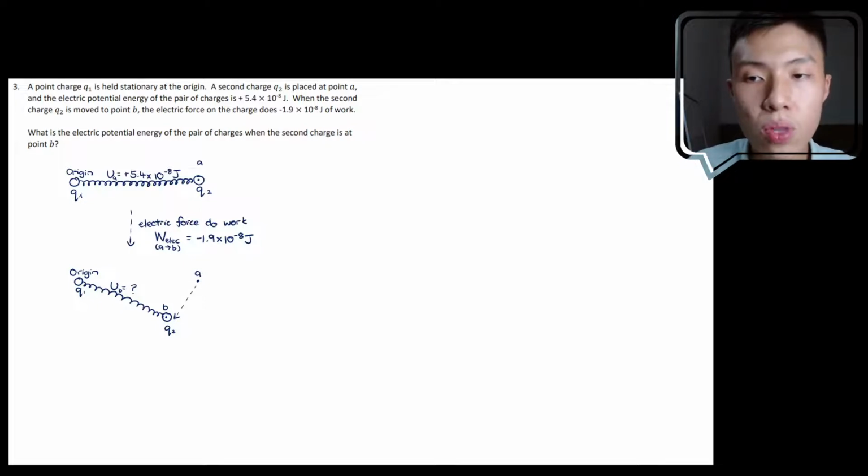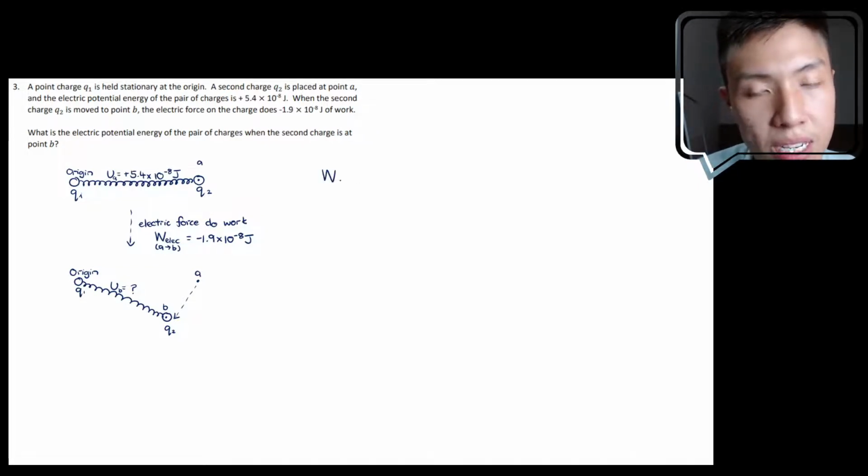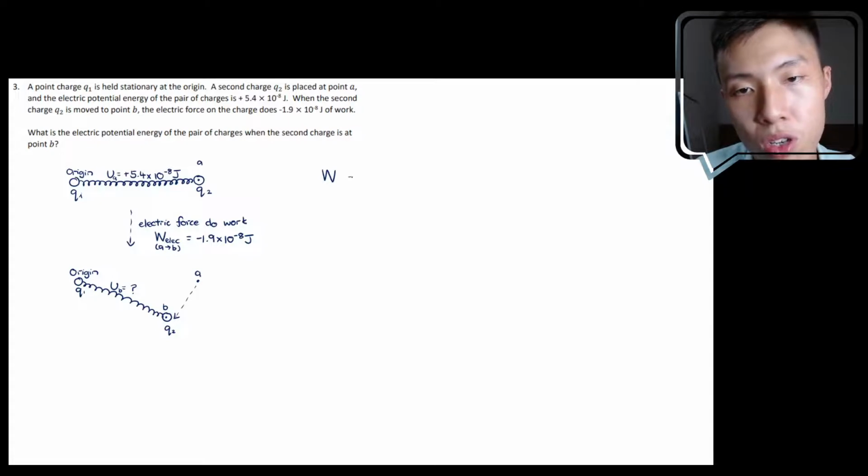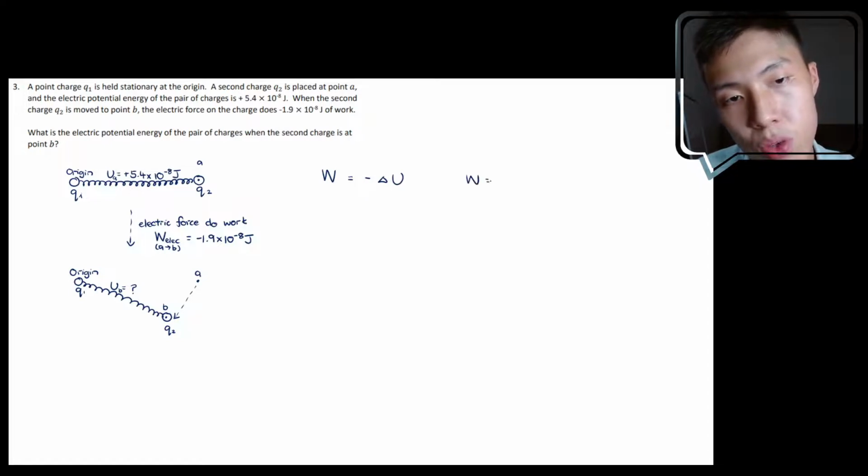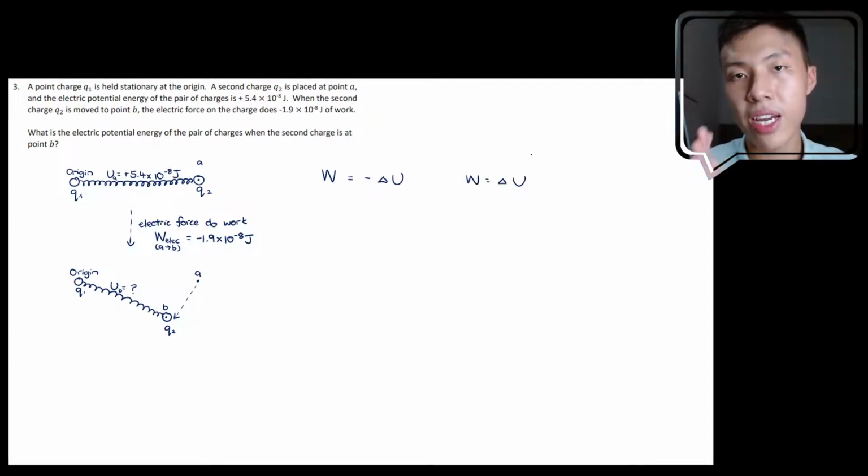Okay, so we know how to relate the electric potential energy and the work done with this formula over here. You might see two different forms. One is work done equals negative delta U. Another form is work done equals delta U. Both of them are correct under very different situations.